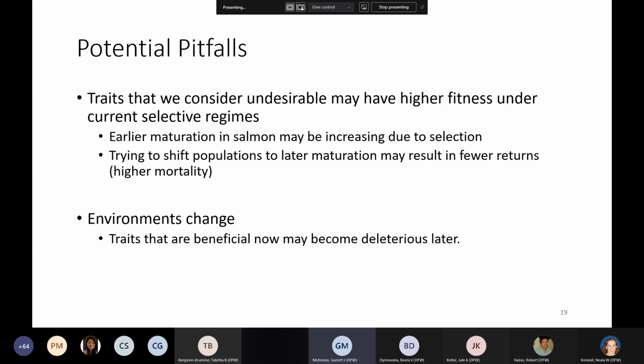And then finally, environments change. Traits that are beneficial now may become deleterious later. It could happen on a shorter scale, like traits that are advantageous during blob years may be a disadvantage in non-blob years and vice versa. But this would argue for maintaining diversity rather than trying to promote some genetic variants over others.